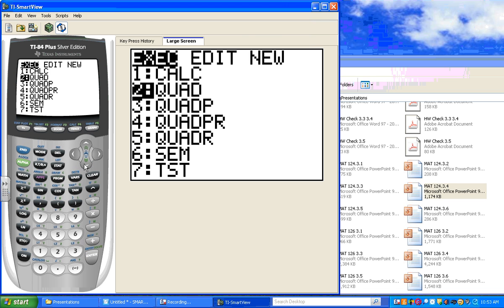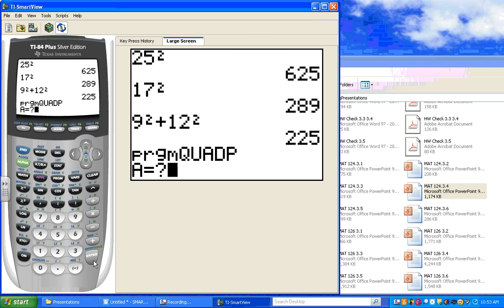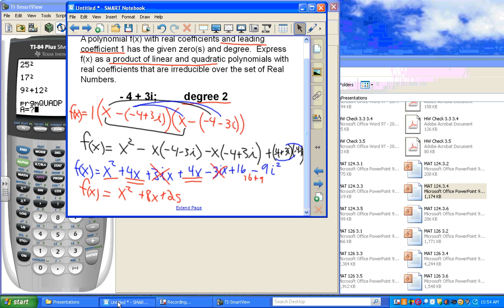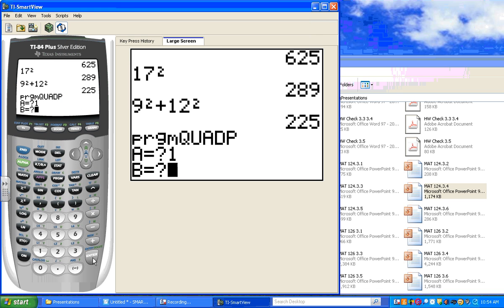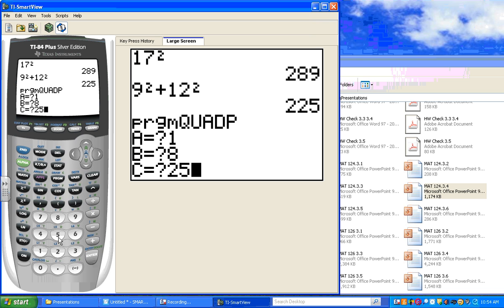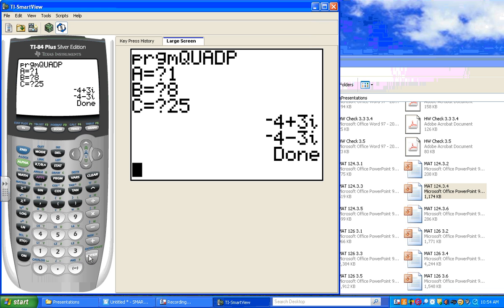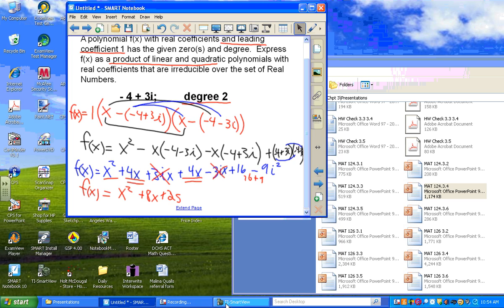Program. I think yours was a quad P. And what was the equation? 1, 8, and 25. Okay, got it. I think that's nifty. Negative 4 plus 3i, negative 4 minus 3i. Do exactly what you're supposed to be doing. Obviously, if you have more, you can take it into the degree of 2. But this is a polynomial, so we're in good shape.